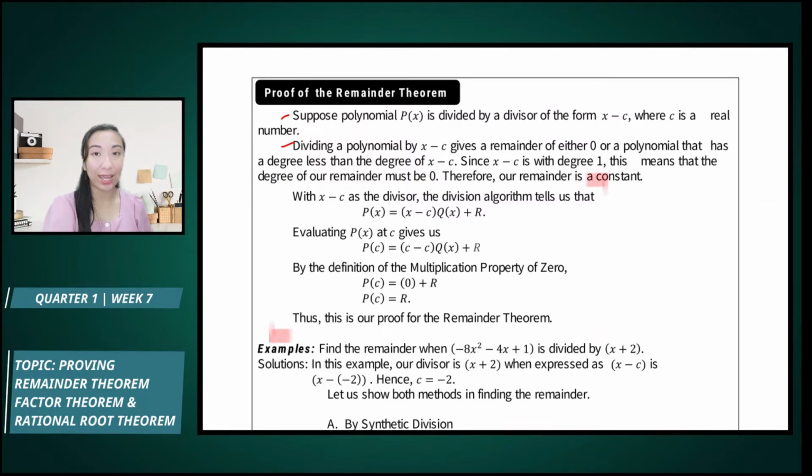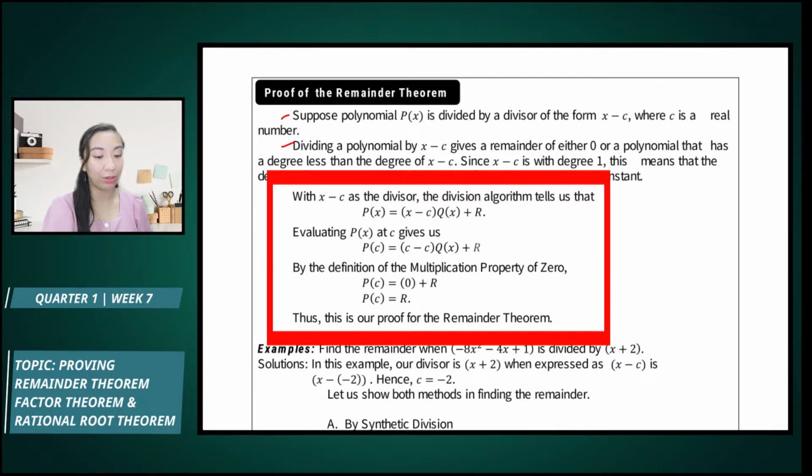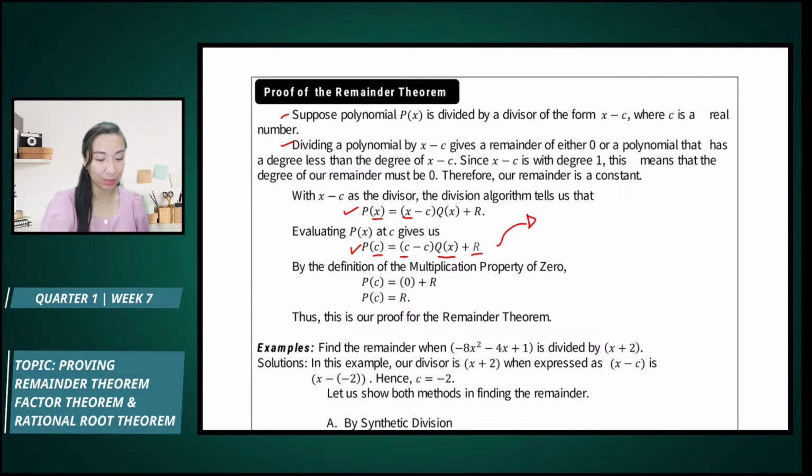Okay, let's proceed with the proof. With x minus c as the divisor, the division algorithm tells us that p of x is equal to x minus c times q of x, or what we know as the quotient, plus the remainder. So if we evaluate p of x at c, it gives us p of c is equal to c minus c. If you notice here, we just changed the value of x into c. So this becomes c minus c times q of x plus r. By the multiplication property of 0, this becomes p of c is equal to, so we subtract this now, c minus c is equal to 0, times q of x, plus r.